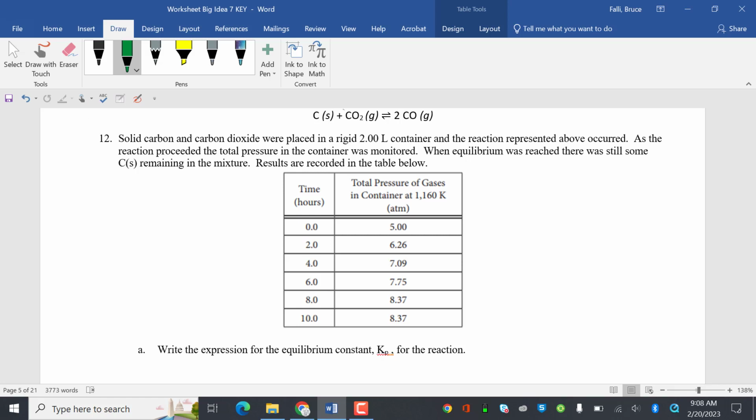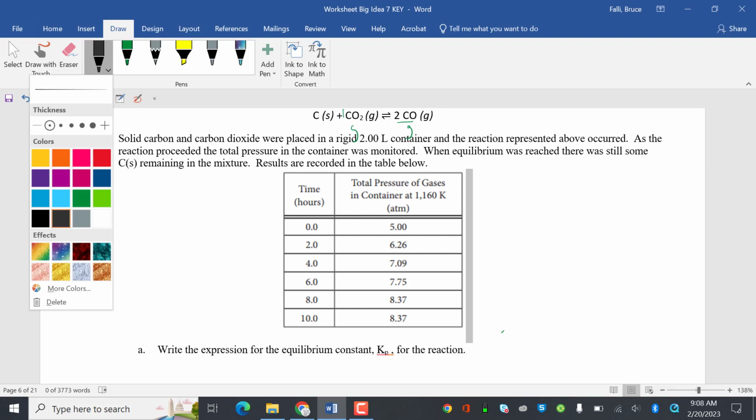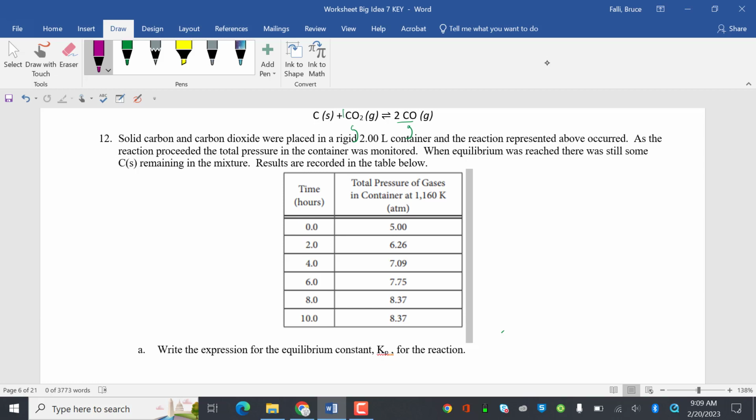So notice that I have one gas here. I have two gases here. So if pressure is going up, it's going to the product side. Okay. Write the equilibrium expression for Kp for the reaction. So I'm going to do that over here. Okay, so Kp is going to be the pressure of CO squared over the pressure of CO2, products over reactants.